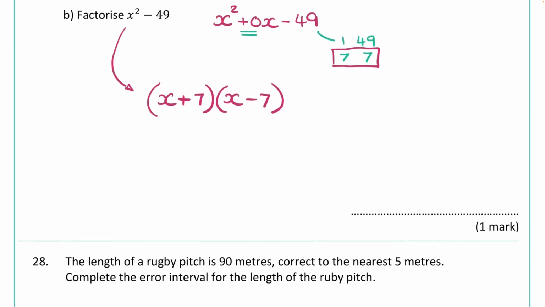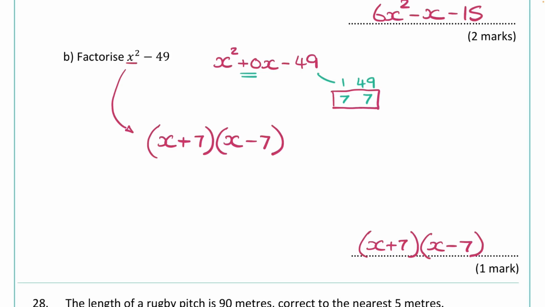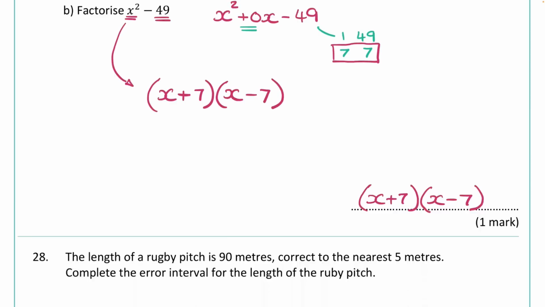So there we go, that's a special type of quadratic, x plus 7 and x minus 7. And there's a big hint here because it is a square and a square just here, that's why it's the difference of two squares. Okay, next question.